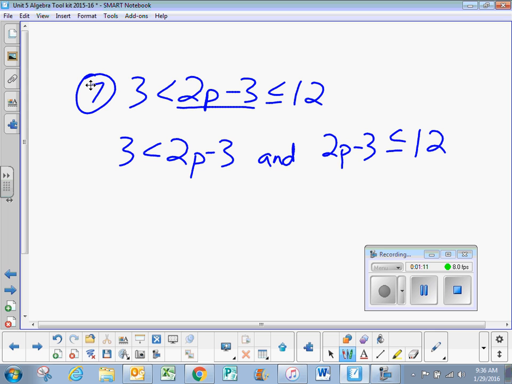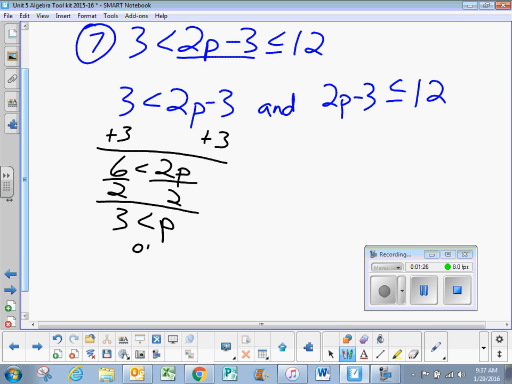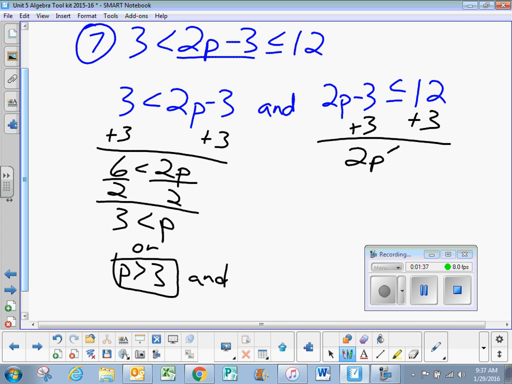On the left side, we would add 3 to both sides and get 6 is less than 2p. We would divide by 2 and get that 3 is less than p, because I always read right to left if the variable's over there, or I can write p is greater than 3. And it's going to be an and, because we already established that. So over here, we're going to add 3 to both sides, and we're going to get 2p is less than or equal to 15. So divide by 2, and p is less than or equal to 7.5. This is an and.